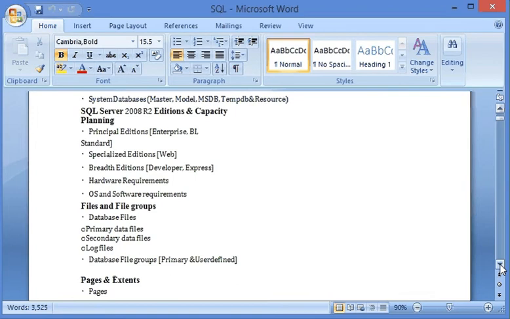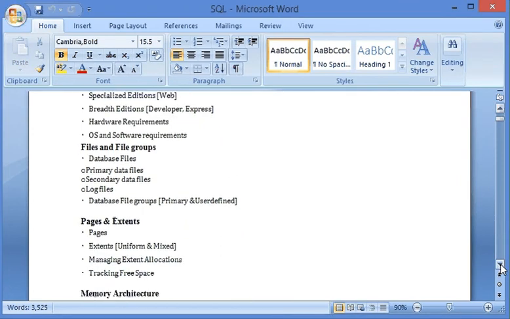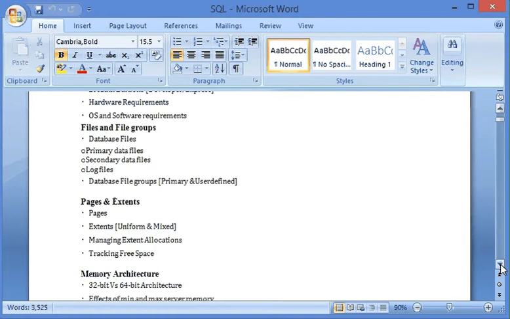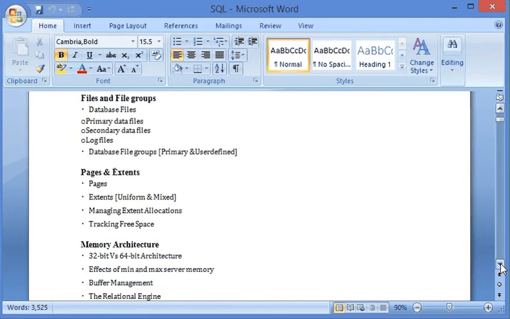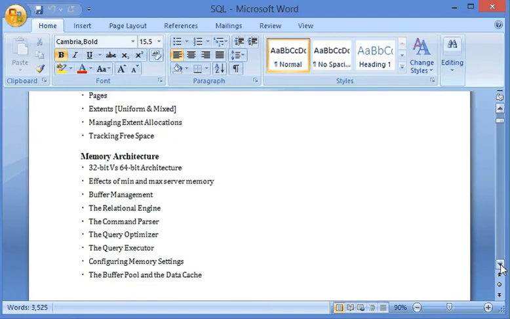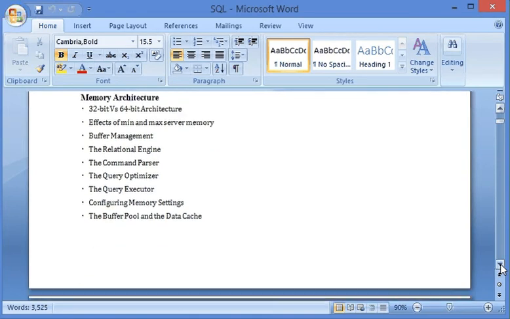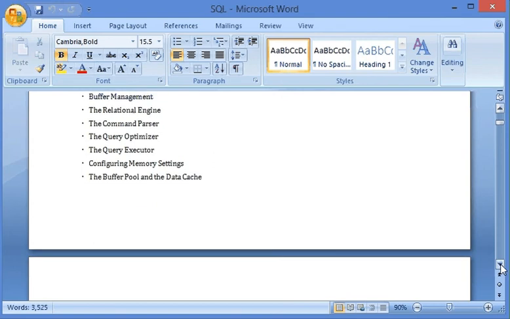After that, I'll also be covering in depth the editions of SQL Server 2008, and I'll also be explaining the files and file groups of SQL Server, which is an important topic. The next one will be the basics of SQL Server, wherein I'll be helping out with information on pages and extents, and then I'll be explaining the memory architecture in SQL Server and the settings of SQL Server, and what SQL Server has, like buffer management.